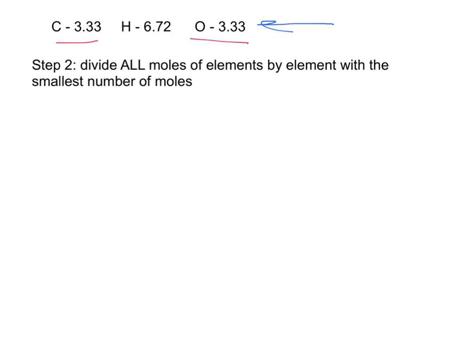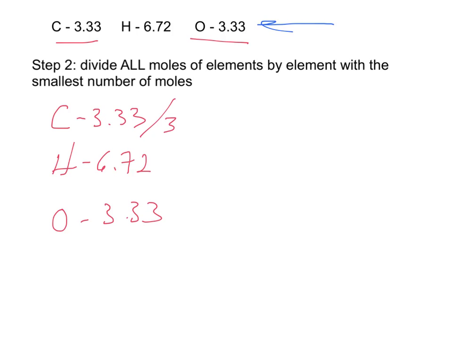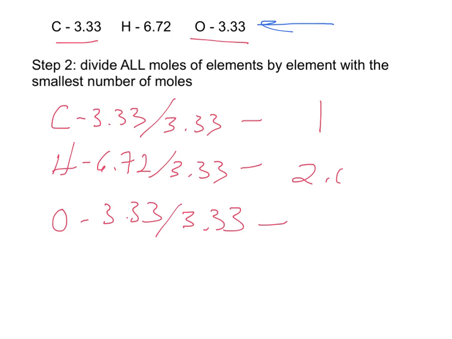So once again, we'd write down what we have. Carbon is 3.33. Hydrogen is 6.72. Oxygen is 3.33. And I'm going to divide them by the number that is the smallest, which in this case, as you can see, is 3.33. And when we divide this, we get 1, we get 2.01, and we get 1 here.